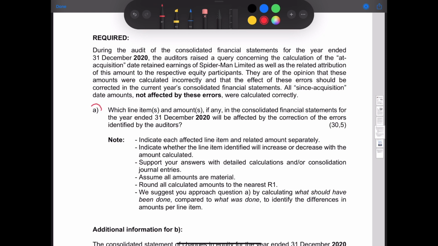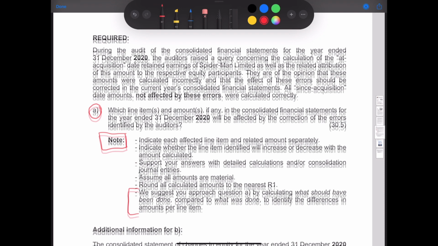So in A, there's one thing that many students didn't do. And that is that in the notes section, we suggested a method for you to follow in answering the required. And that is to calculate the what should have been done versus the what was done. We didn't give you this information for no reason. We gave you this information to make it easier for you to answer the required and get the maximum amount of marks possible.